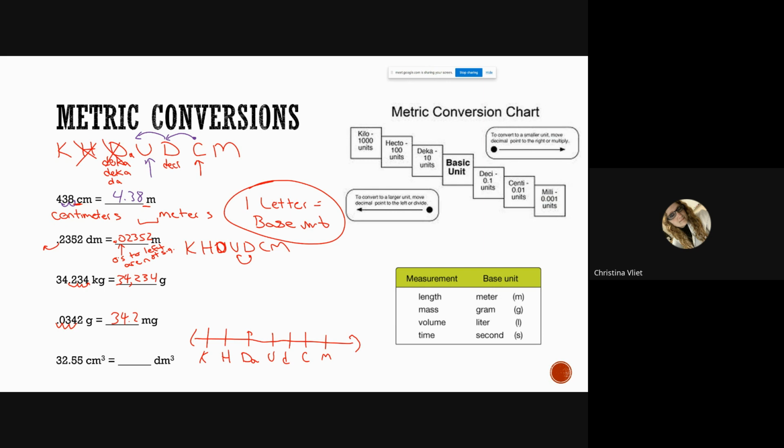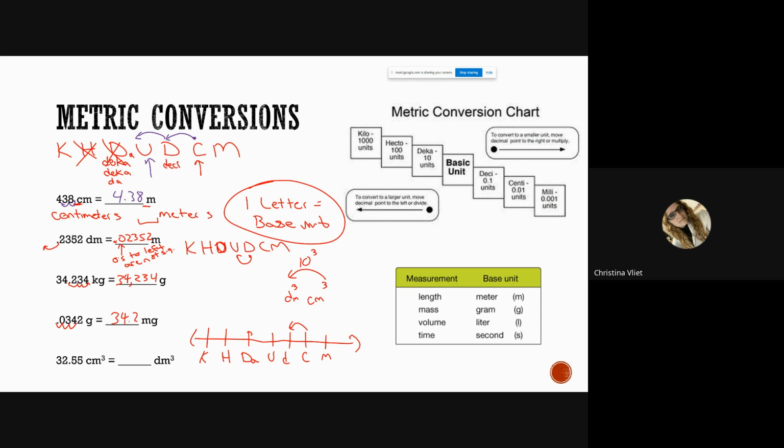You're in volume instead of length, right? So instead of moving over 1 time, pay careful attention to this. If you see it's cubed and you have to move over 1 time, you actually have to move over 3 times. So if it is cubed, centimeters cubed to decimeters cubed, every movement of 1 is actually a movement of 10 to the 3rd. You have to move over 3 times.